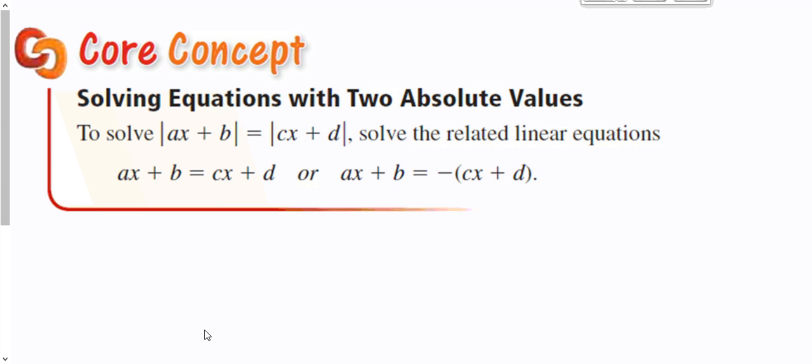Our next core concept, yes, you need to write this all down. If we have an absolute value on each side, so we've got 2 sets of absolute value bars, the absolute value of ax plus b equals the absolute value of cx plus d. To solve that, we're going to just drop the bars and write it down: ax plus b equals cx plus d. We have our or, and then we're going to write it again, but we're going to put a negative and parentheses around the right side. And then we're going to solve both sides.